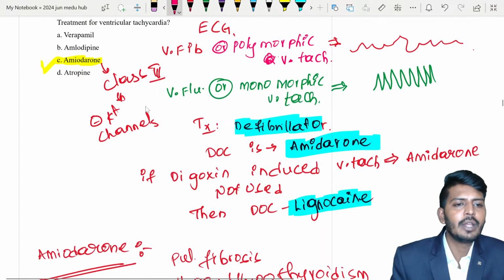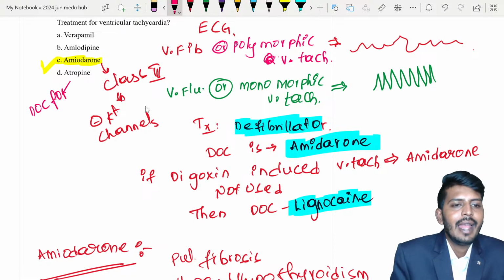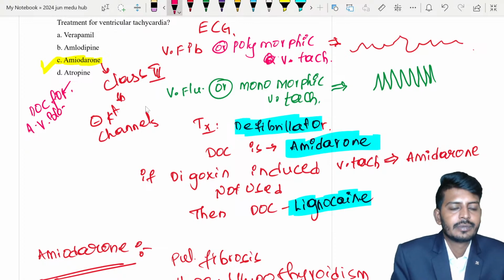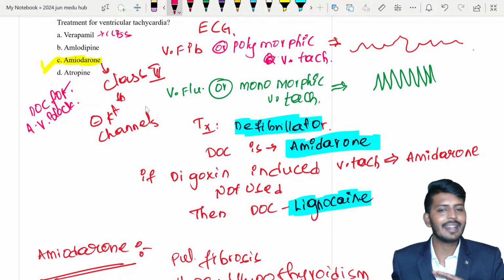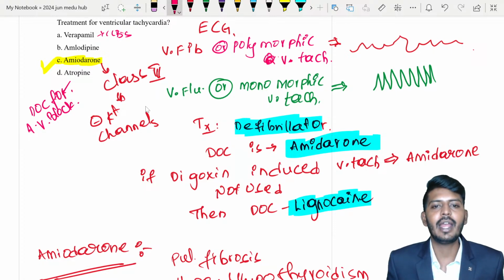अब atropine कहाँ पे यूज करते हो सर? Atropine is a drug of choice for AV block. Okay, verapamil is a CCB. ठीक है, कोई कंफ्यूजन? यहां तक सब समझ में आ गया? अब कोई गलत करोगे?